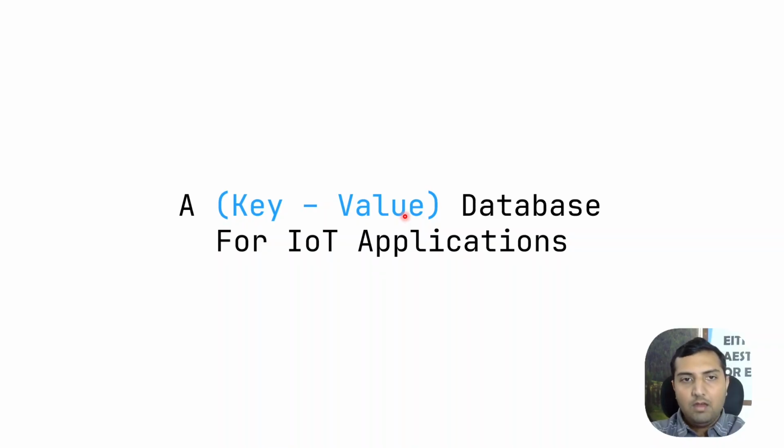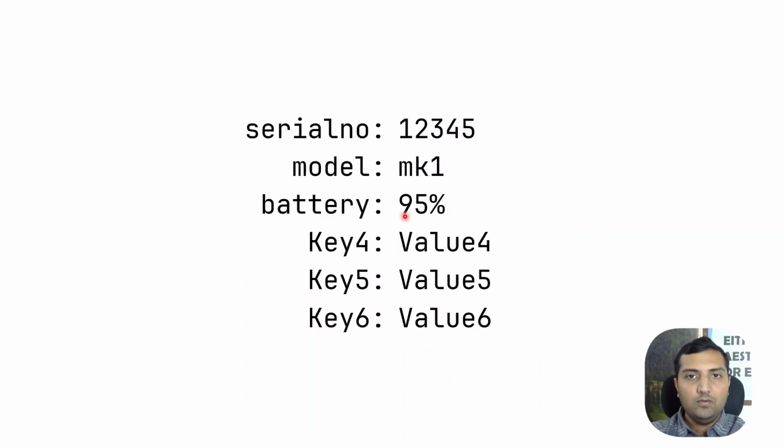ValueStore is a key value database that is specifically designed for IoT applications. For those who don't know what a key value database is, imagine a database in which you can store data by defining it in the form of key and value pairs. For example, serial number is the key and 1, 2, 3, 4, 5 in this case will become the data that you want to store. Later on, you can refer to this data by simply specifying the key, and the database will return whatever value is stored against the key.